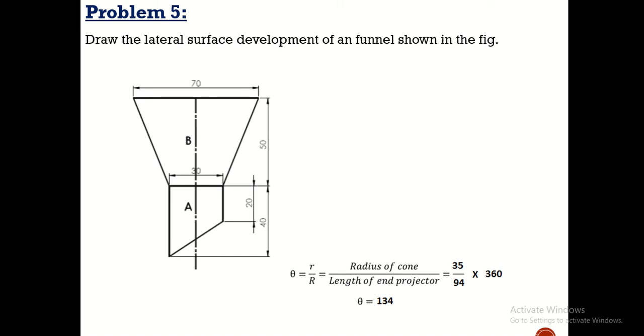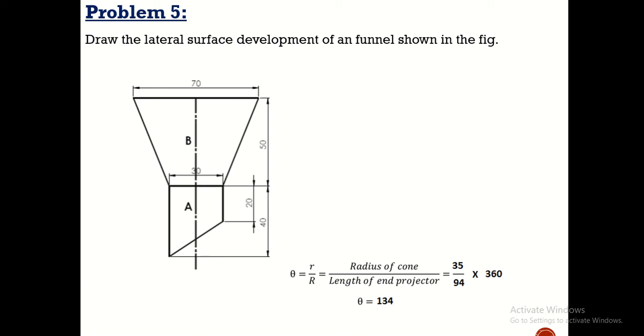Instead of that, you have been given two surfaces which are connected to each other. Here you can observe there are two surfaces, A as well as B. Part A is a cylinder which is cut at a certain part, and the remaining part is a funnel. Okay, there's a cone, and the combination of this cylinder and cone makes a funnel.